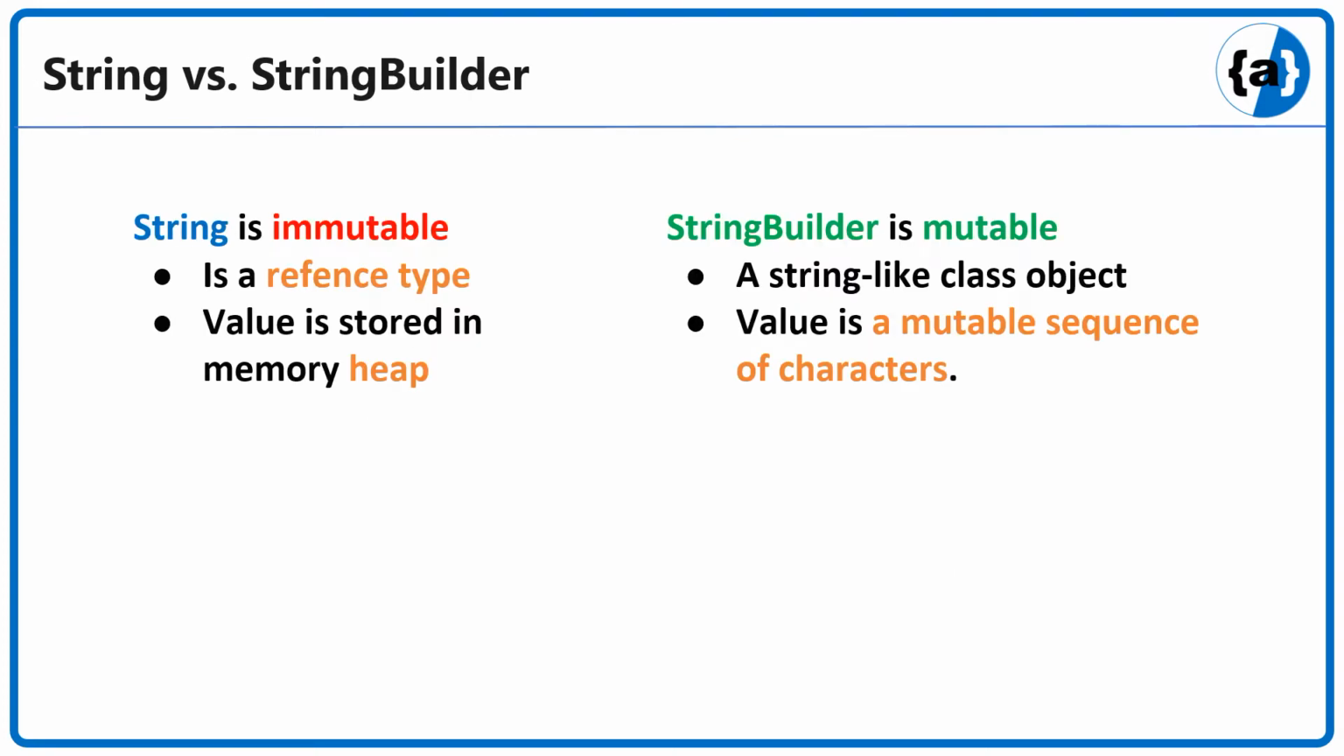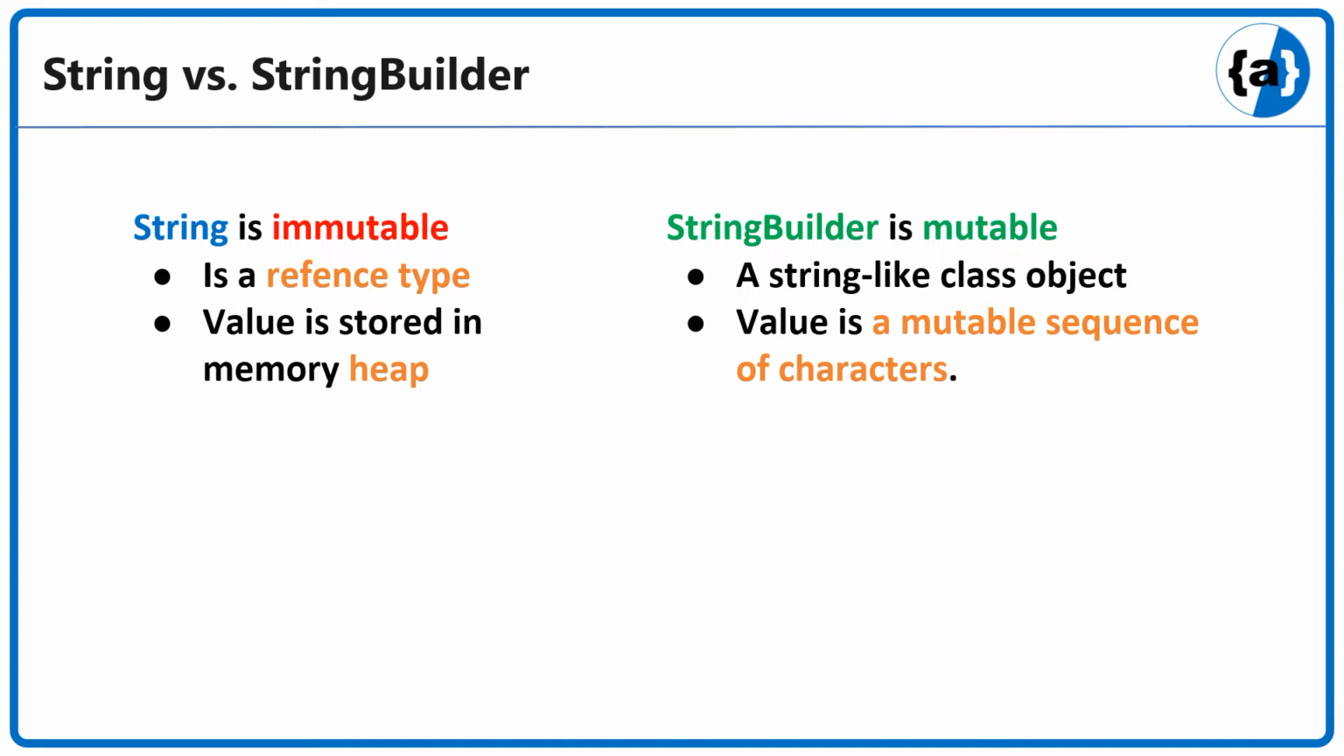The quick answer is string is immutable, whereas StringBuilder is mutable. Because in C#, string is not a primitive type like numeric types. It's a reference type, and C# stores reference types in the memory heap. On the contrary, StringBuilder is a mutable string-like class object, whose value is a mutable sequence of characters. Indeed, the value of a StringBuilder object is also stored in the heap, but C# handles it in a very different way.